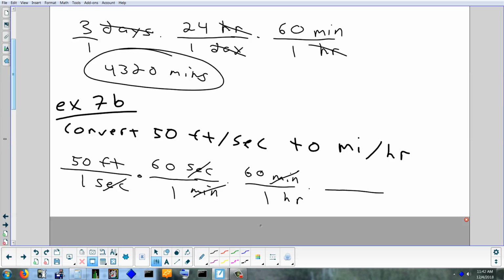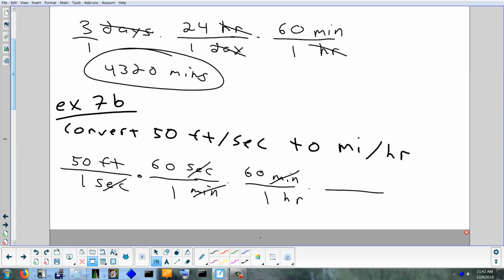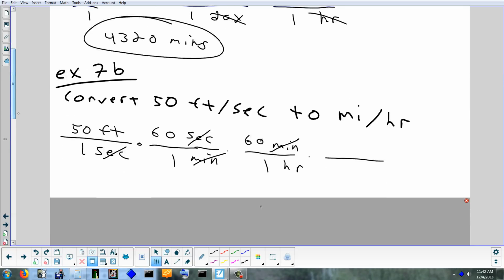Even if we don't know how many feet in a mile, we should know where feet is going to go. Top or bottom? Bottom, because you want it to cancel, it's already in the top. Put it in the bottom. Miles goes in the top. So now I need to know in 1 mile, there are how many feet? 5,280. Feet in the top, feet in the bottom.